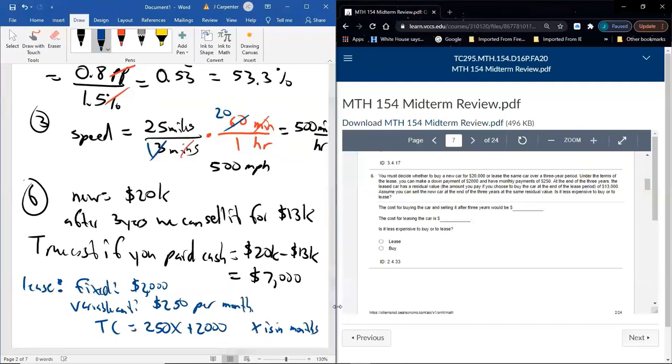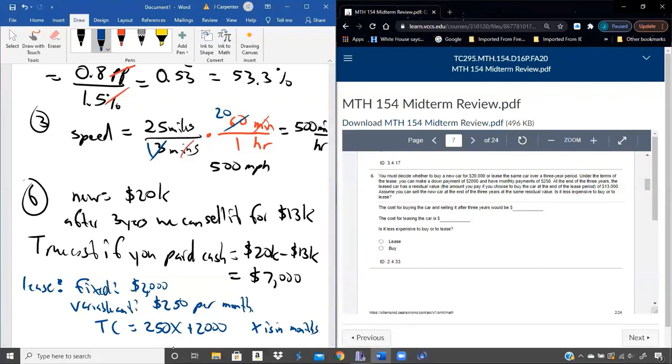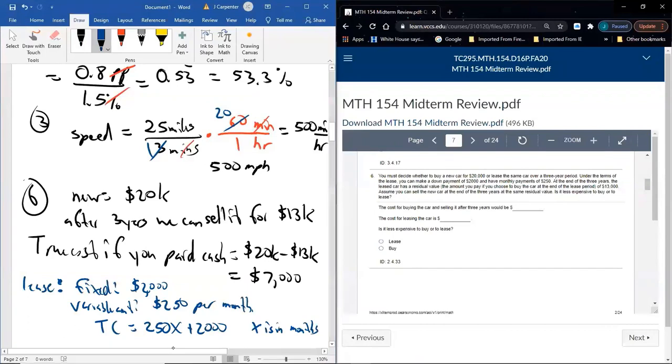So if you own the car for 0 months, that means you just paid the $2,000 and walked away. That's kind of weird. Don't do that. If you own the car for 1 month, you would pay the $250, because 250 times one, plus the 2 grand, is 2,250. If you own the car for 2 months, you'd pay 500 for the monthly fees plus 2,000 for the deposit, and that's 2,500. If you had this car for 4 months, you'd be paying a grand for the monthly fee and then 2 grand for the deposit for a total of 3 grand.